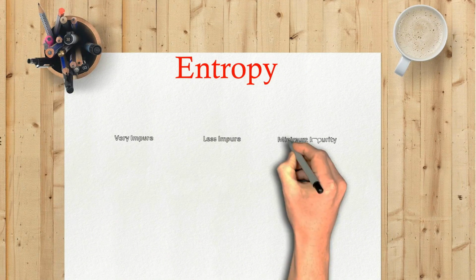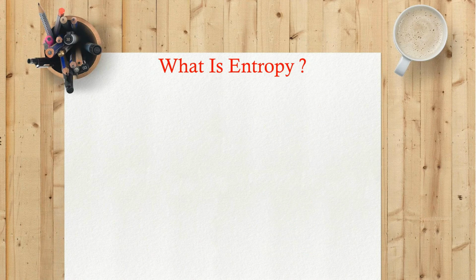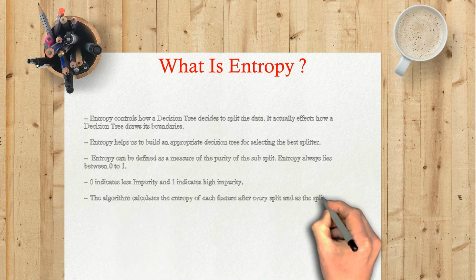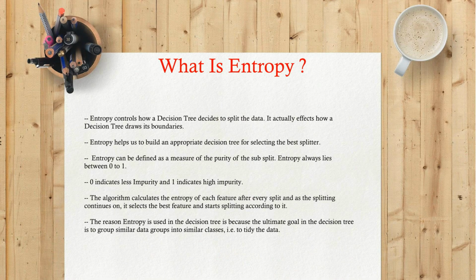Entropy. What is entropy? Entropy controls how a decision tree decides to split the data. It actually affects how a decision tree draws its boundaries. Entropy helps us to build an appropriate decision tree for selecting the best splitter. Entropy can be defined as a measure of the purity of the sub-split.